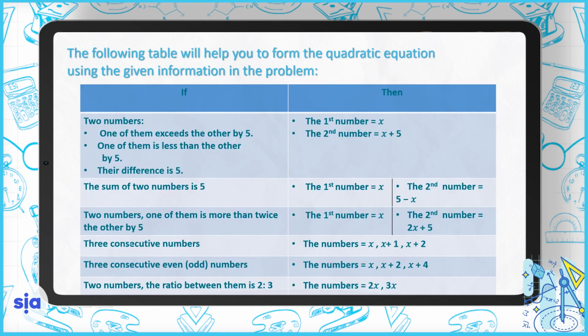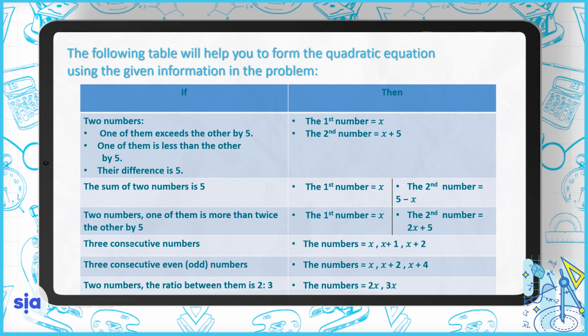Another helpful table. If we say that two numbers, one of them exceeds the other by 2, or if we say that one of them is less than the other by 5, if we say that their difference is 5, so the first number will be x, the second one will be x plus 5. If the problem said the sum of two numbers is 5, so for sure the first number is x and the second one is 5 minus x.